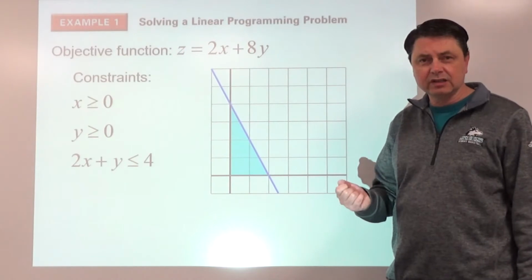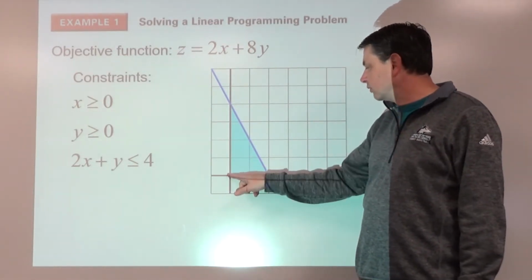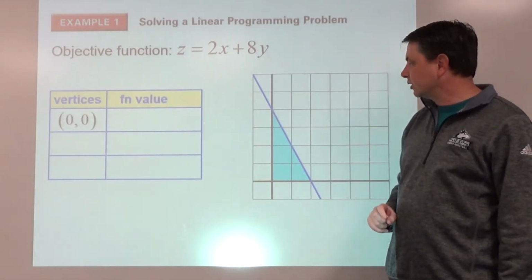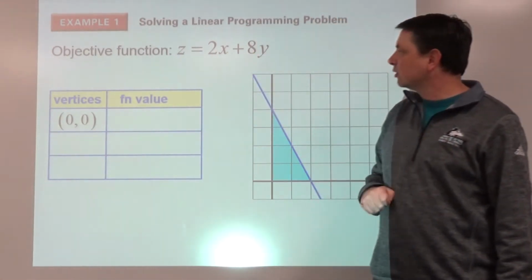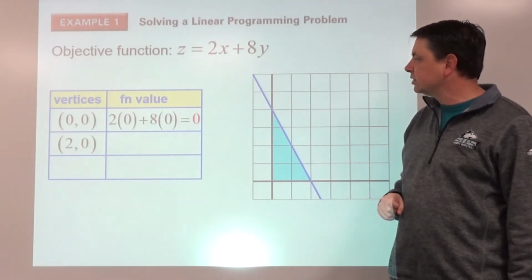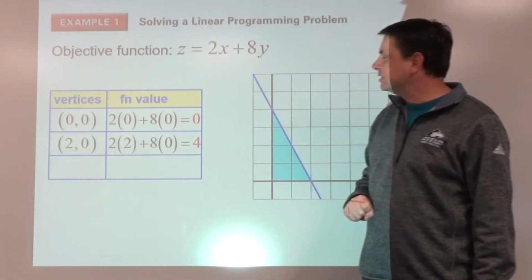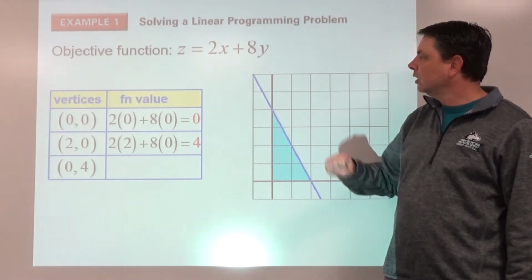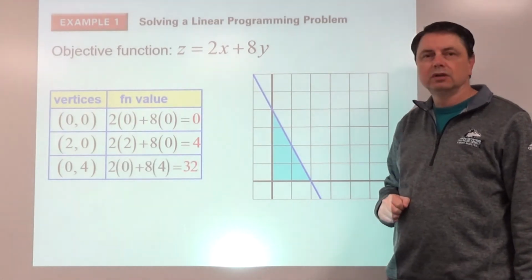So our vertices, it doesn't really matter, I like to go in counterclockwise order, but we've got vertices here, here, and here. So our vertices are the origin, in which case if we substitute in 0 for x and 0 for y into our objective function, we get 0. We've got 2 comma 0, leading to a value of z for our objective function of 4, and 0 comma 4, where we're going to get 0 plus 32, which is 32.